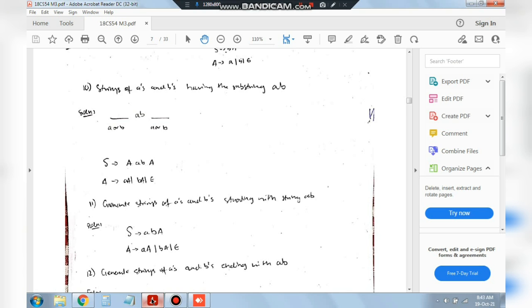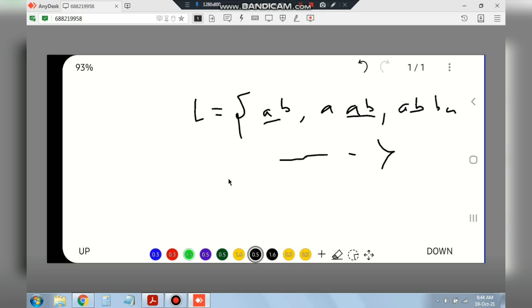Okay, so if the least string is AB, what I have to write is AB here, and before that I can have A or B. As you know, capital A means A or B. Here also I can have capital A, which means A or B, and in between there is AB. Okay, so I'll be writing S goes to A, AB, AB should be there, and capital A.